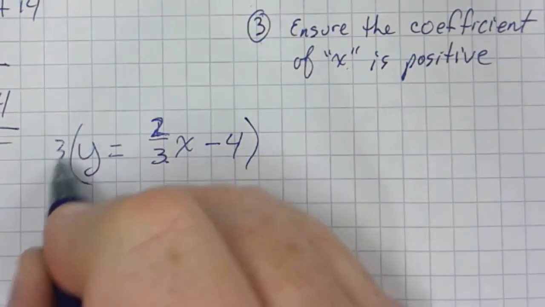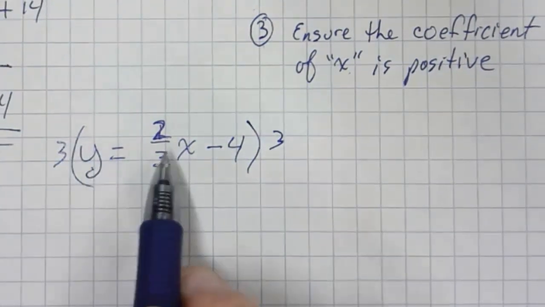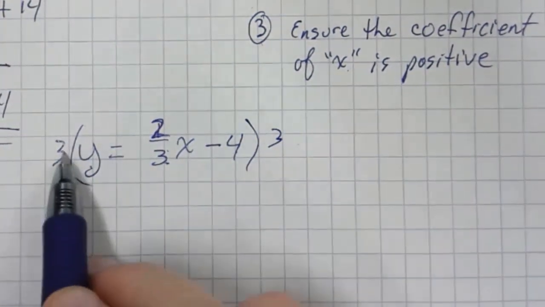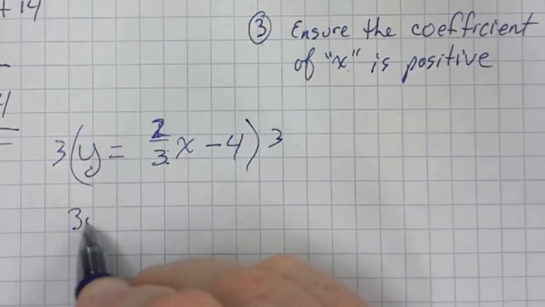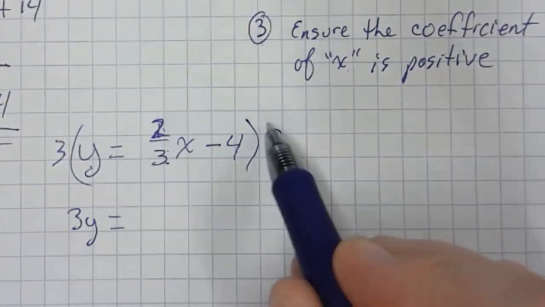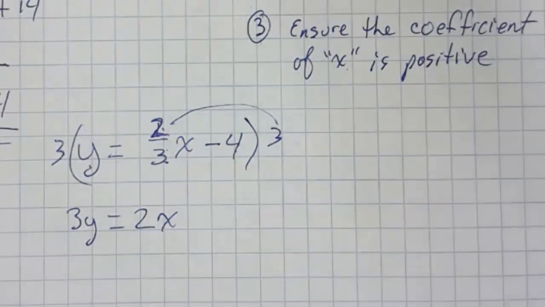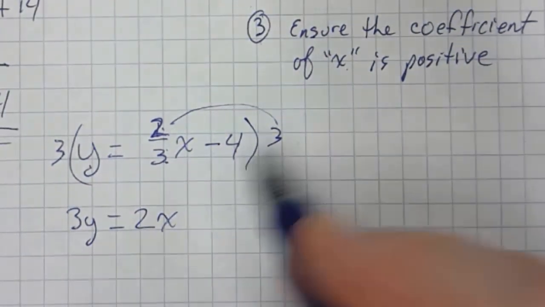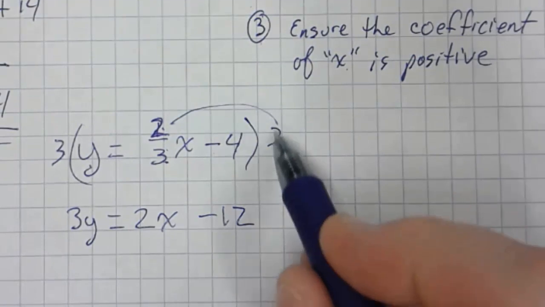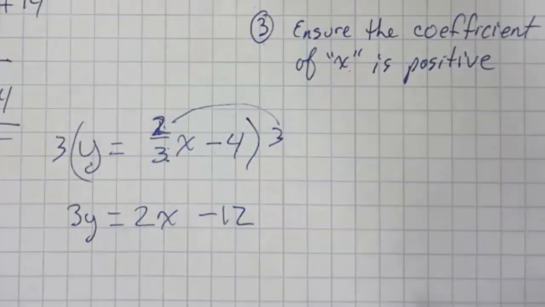And I'm going to multiply both sides by 3, which means I have to multiply this, this, and this all by 3. So 3 times y is going to give me 3y. And 2/3 times 3 is going to give me 2x. And negative 4 times 3 is going to give me negative 12. So all I'm doing is the distributive property.